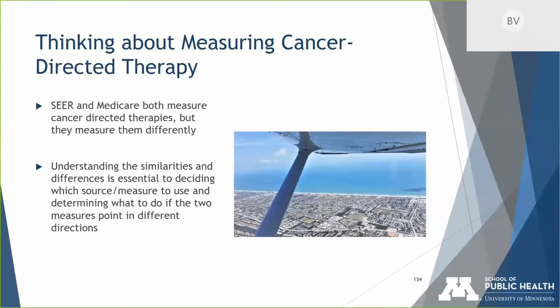Importantly, it's very critical to understand the similarities and differences between the 2 data sources in what they measure and how they measure it to decide which measure will be best for your study, as well as what to do if the 2 sources point in different directions. For example, one source might say that this individual received cancer-directed surgery, and the other source may have no evidence of that surgery. So you'll have to decide what you will do when those 2 sources conflict.